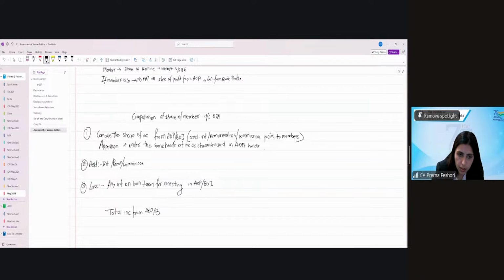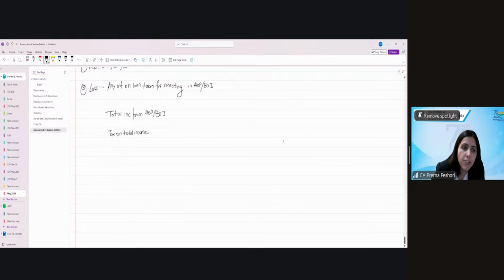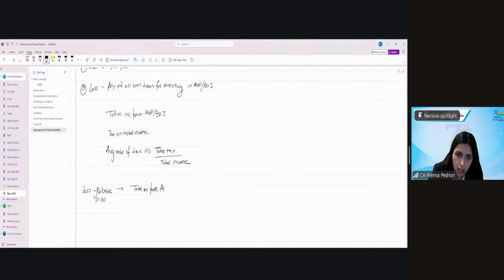What you will do is you will find the tax on the total income. Then arrive at the average rate of tax. What is the average rate of tax? It will be total tax divided by total income. Then you will do the calculation of the rebate. How is rebate under 110 calculated? Rebate will be total income from AOP or BOI into average rate of tax.